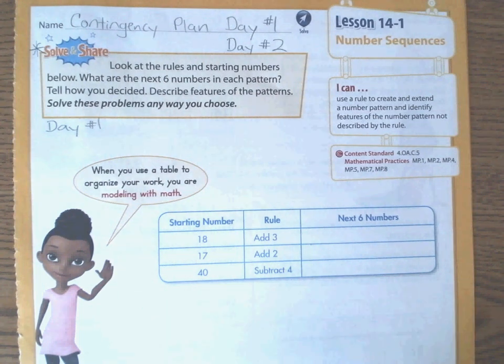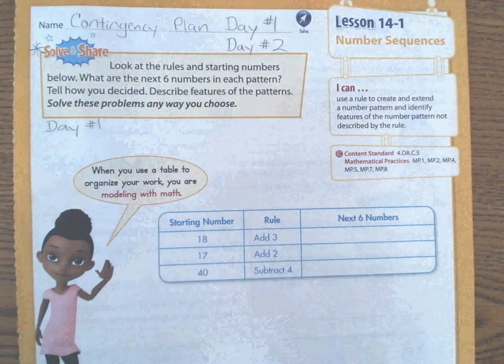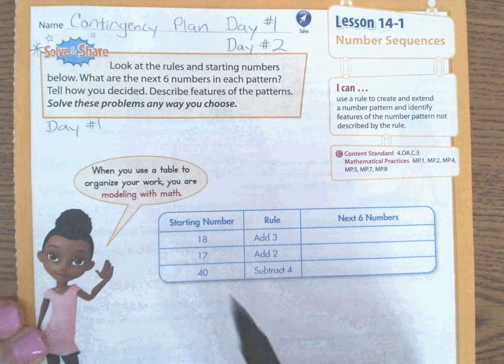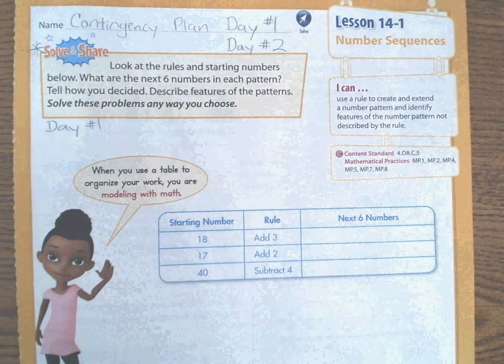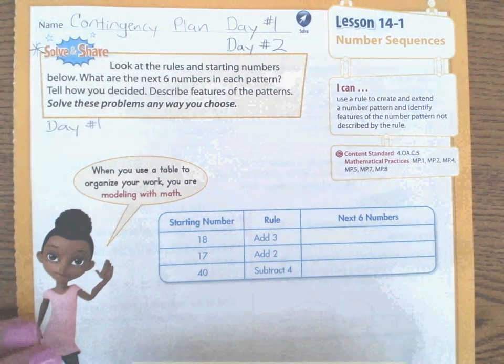So here we have our solve and share, and I can see that my starting number is 18 and the rule is add 3.